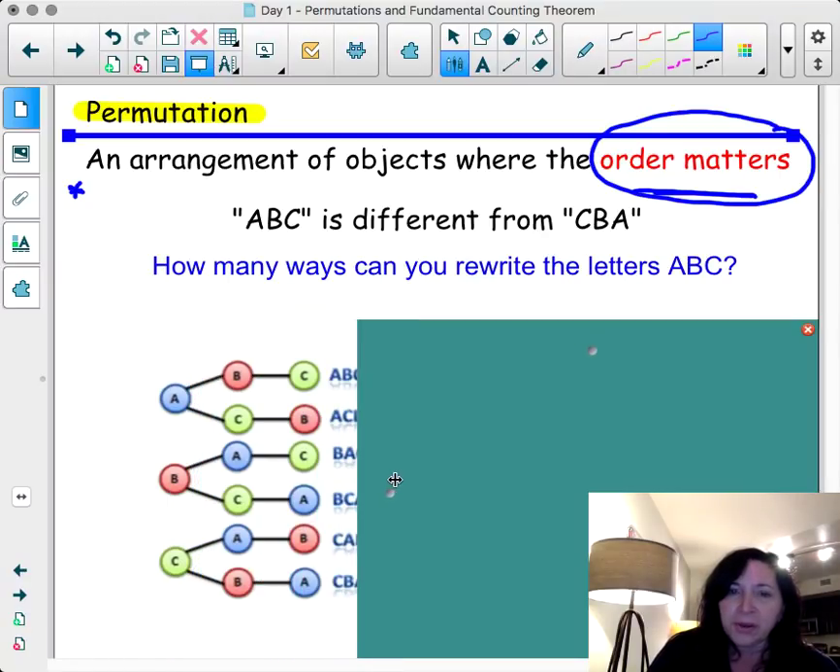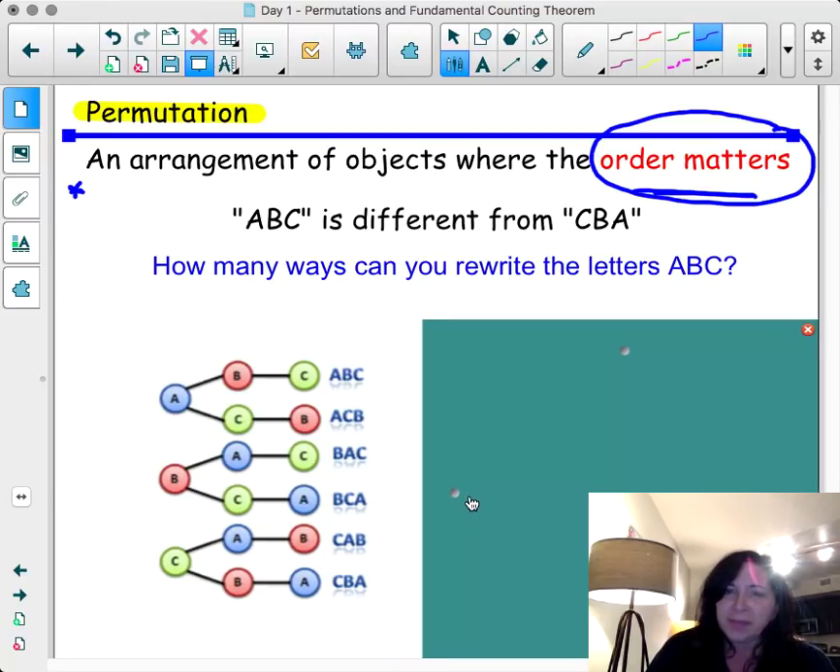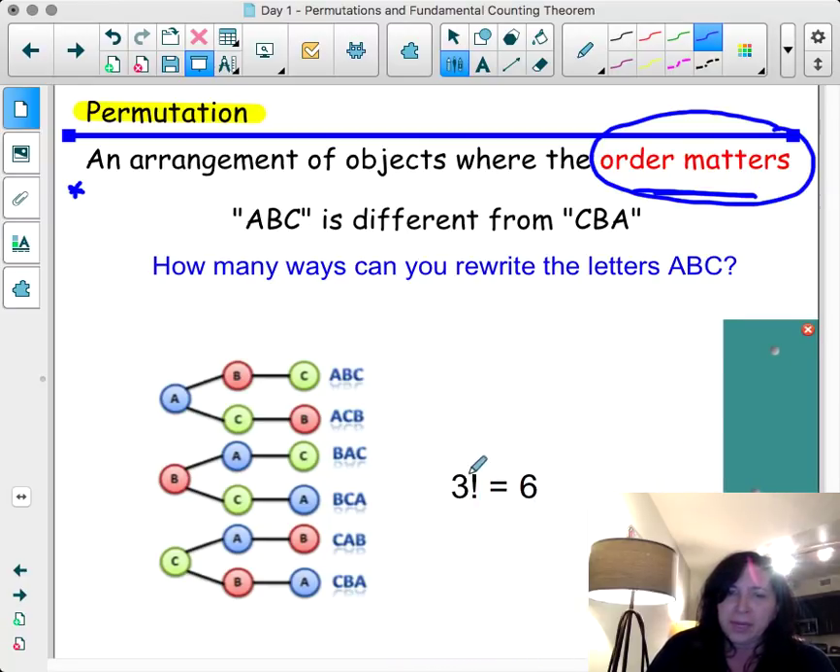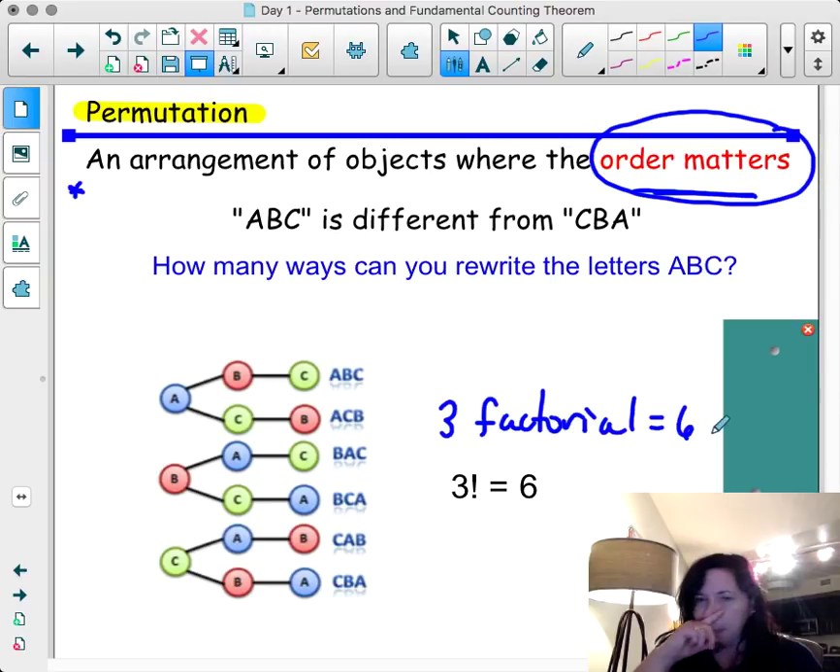You could have gone ABC, ACB, BAC, BCA, CAB, and CBA. Those are 6 different ways. In doing this, we also have something called 3 factorial. We don't really say exclamation mark; we say 3 factorial. So you would write 3 factorial is equal to 6. What that means is a factorial has a decreasing element by 1. So 3 times 2 times 1, and 3 times 2 times 1 is 6.